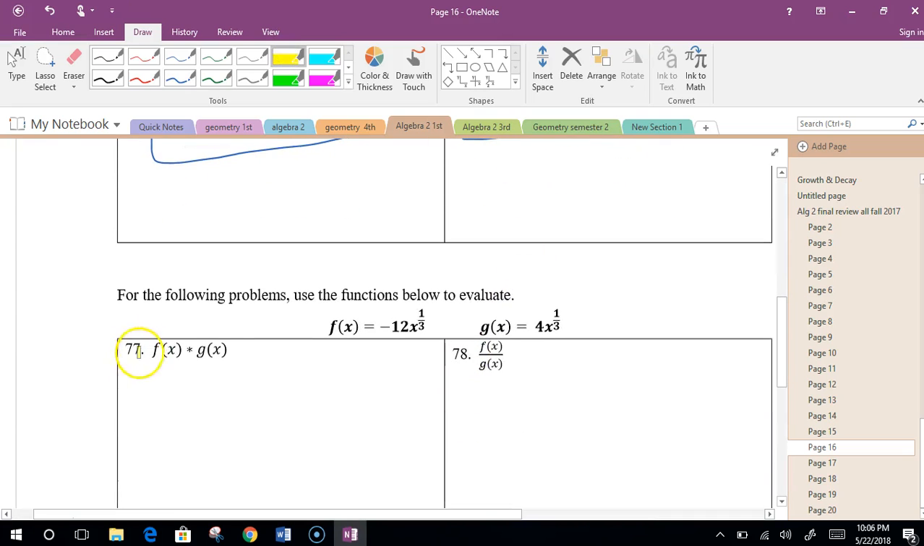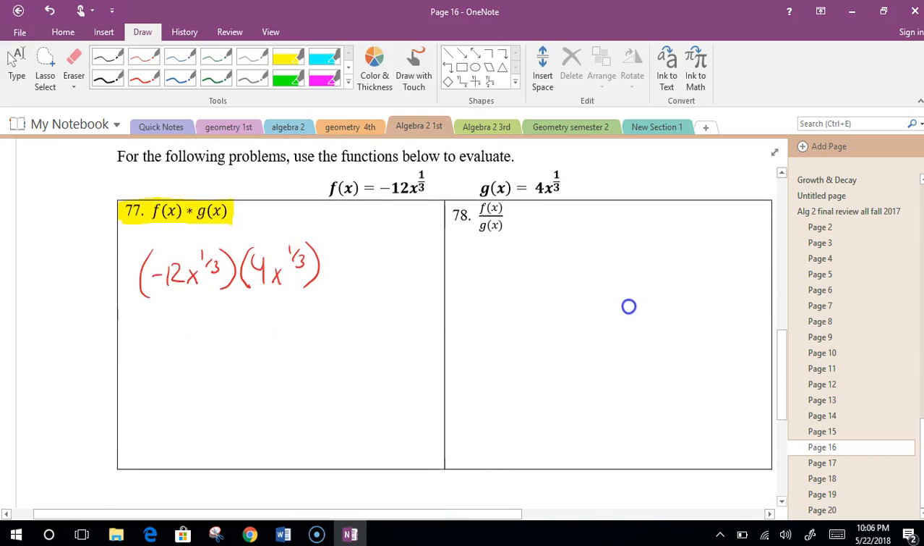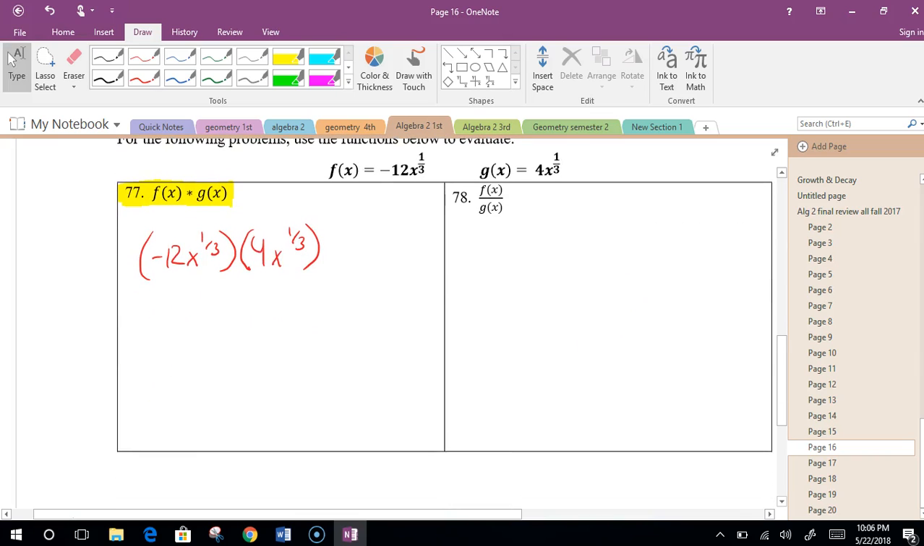Now, I will say this question right here, f of x times g of x, I think is one you are likely to see show up. For that one, they're asking you to do negative 12x to the 1/3 times 4x to the 1/3. But this is not anything unlike questions we've seen before. We need to multiply the numbers out front. Well, negative 12 times 4 is negative 48, and then we need to add the exponents, but conveniently they already have common denominators, so we get x to the 2/3.